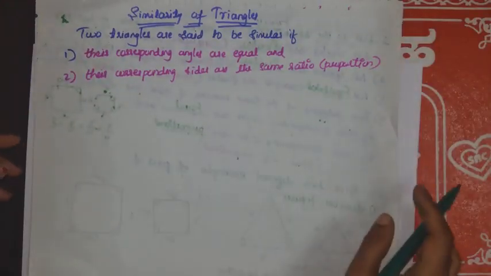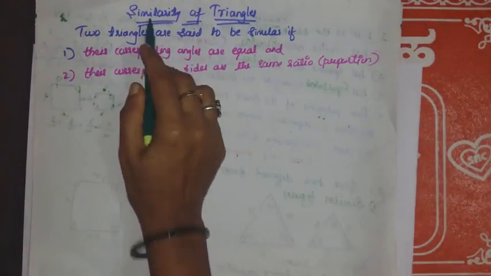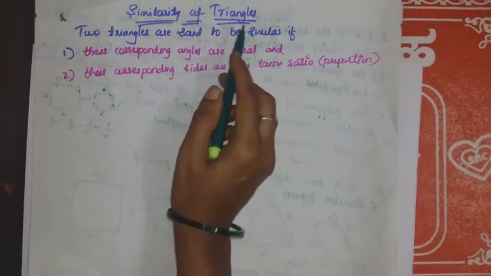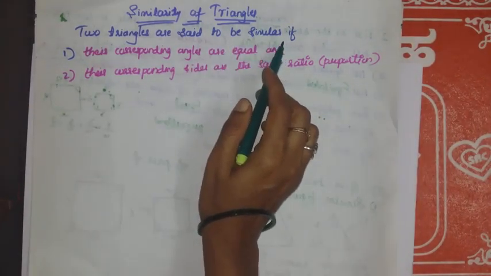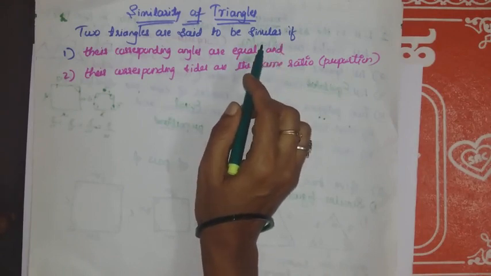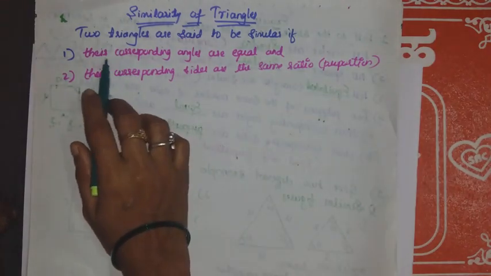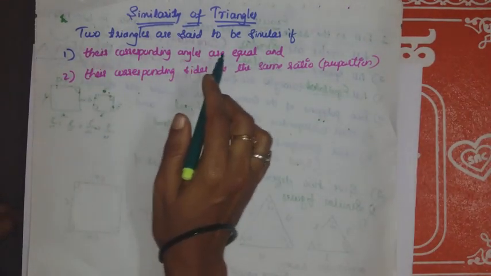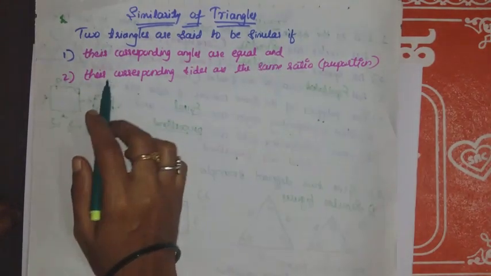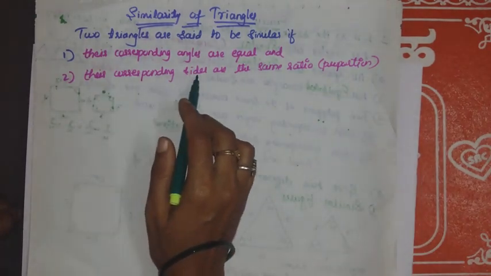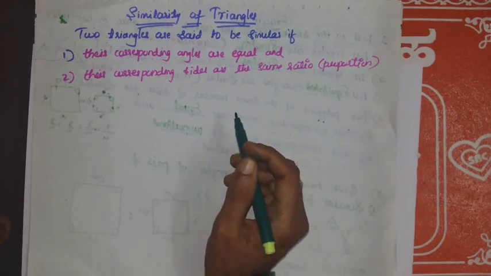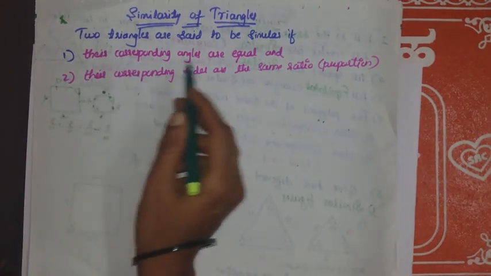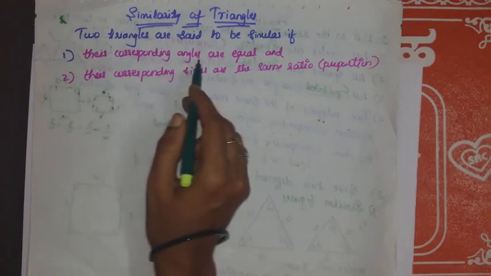Yes. So here in this session we will learn similarity of triangles. Two triangles are said to be similar when they satisfy the following two conditions. The conditions are their corresponding angles are equal and their corresponding sides are in the same ratio or in the same proportion. Here let's understand this one. Their corresponding angles are equal.